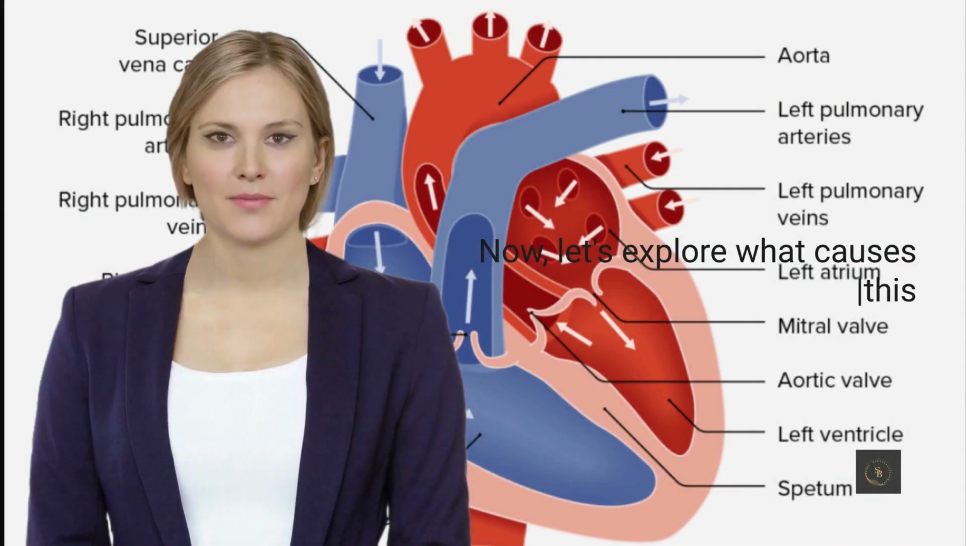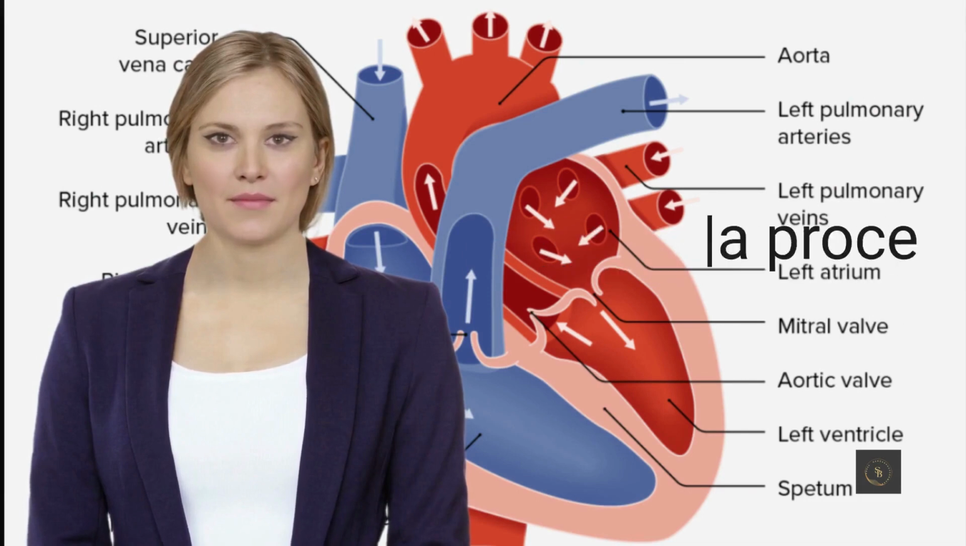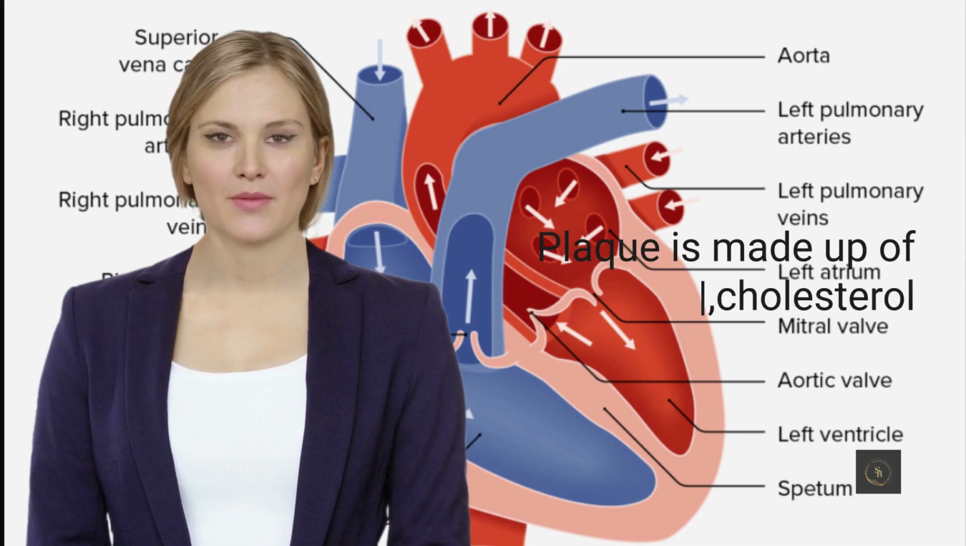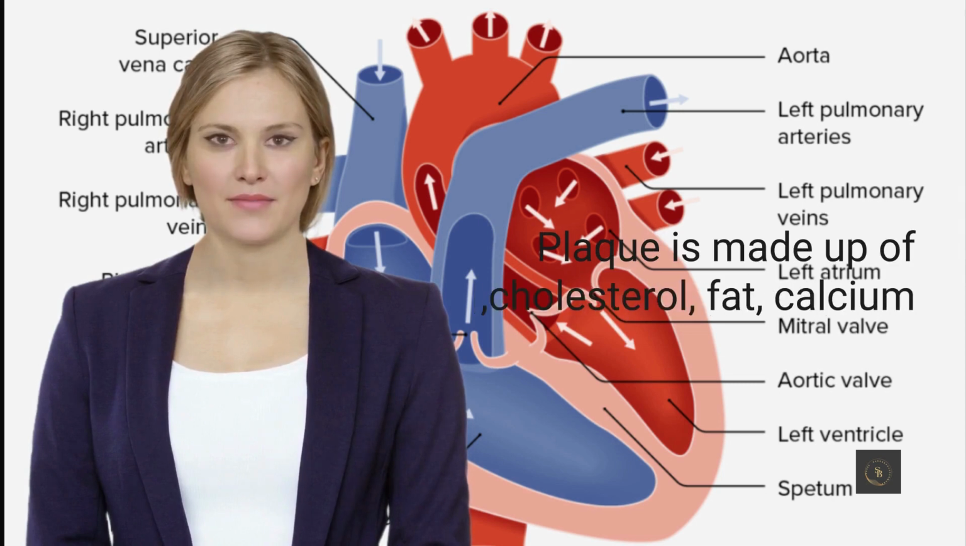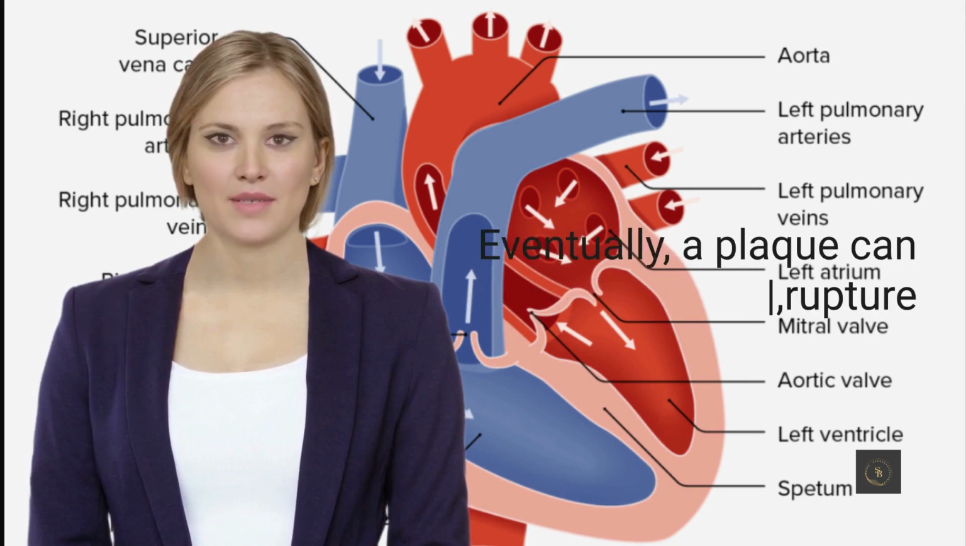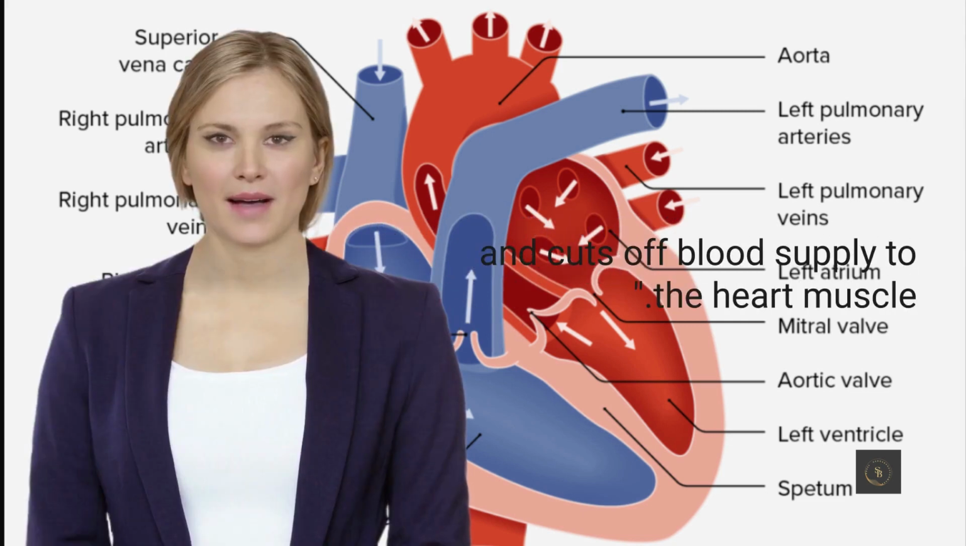Now, let's explore what causes this blockage. The most common cause is the buildup of plaque within our arteries, a process called atherosclerosis. Plaque is made up of cholesterol, fat, calcium, and other substances that gradually narrow the arteries. Eventually, a plaque can rupture, leading to the formation of a blood clot that blocks the artery and cuts off blood supply to the heart muscle.